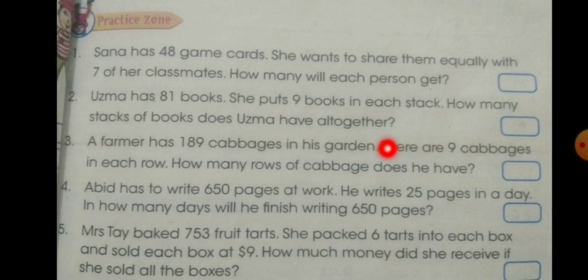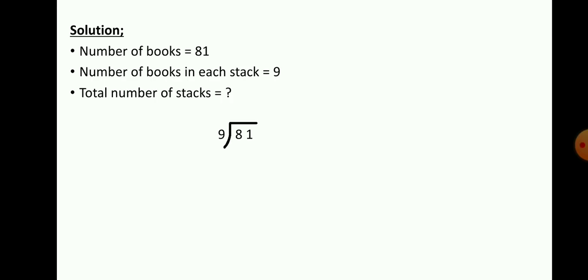So question number 2 on your book is, Uzma has 81 books. She puts 9 books in each stack. How many stacks of books does Uzma have altogether? So similarly, first we'll write the given data from the question, and the given data is number of books are 81. Number of books in each stack is 9. Now we have to find the total number of stacks.